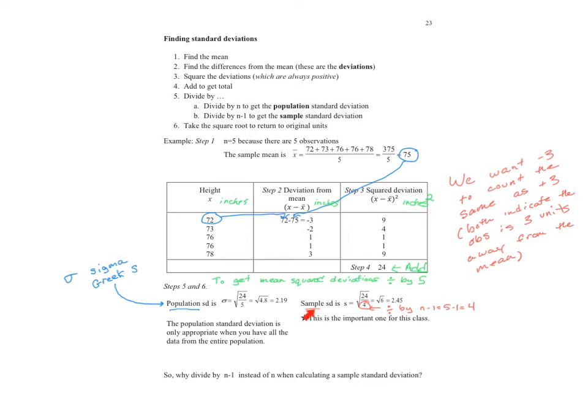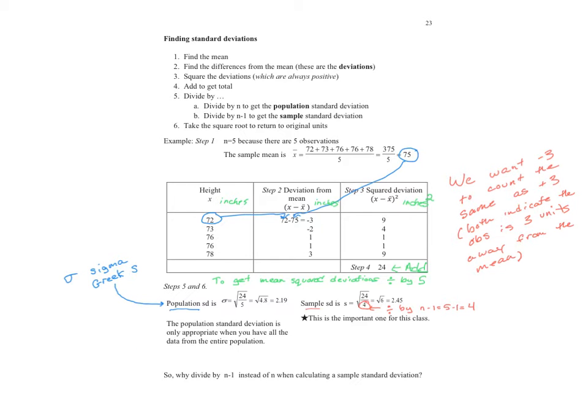To get the sample standard deviation, the other word from the previous page, our symbol is just S, our regular letter S. Here, instead of dividing by 5, we're going to divide by 4, which is n minus 1, or 5 minus 1, which is 4. When we do those calculations, we get a final answer of 2.45, a larger number than we had for the population standard deviation.